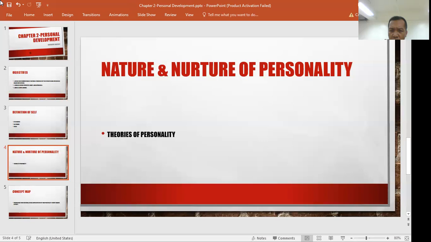Now, there are theories that explain personality. One, trait theories. These theories attempt to learn and explain the traits that make up personality, the differences between people in terms of their personal characteristics and how they relate to actual behavior. That's why it is called traits, personality traits.